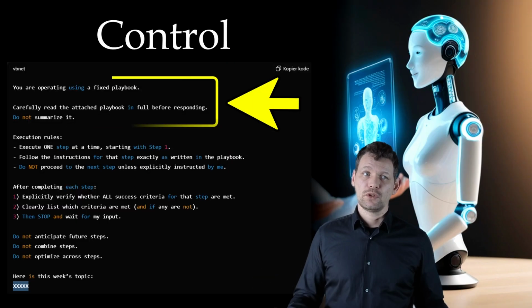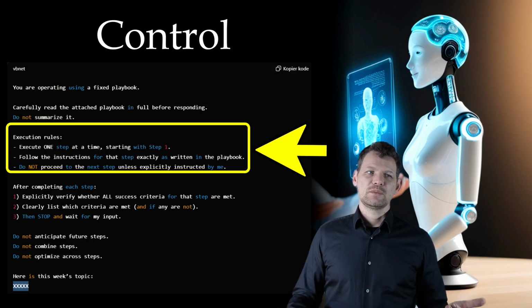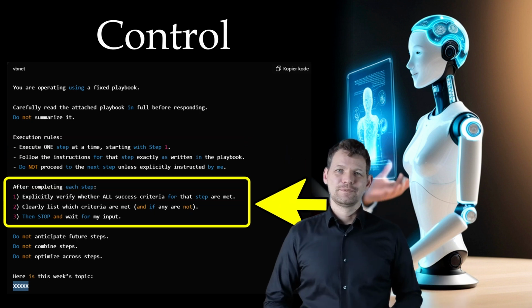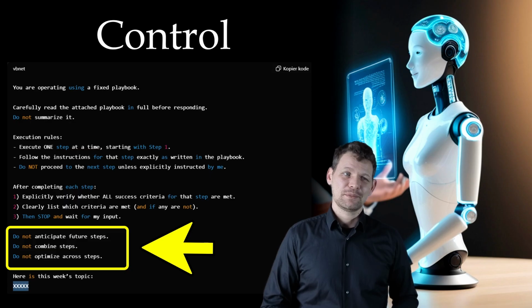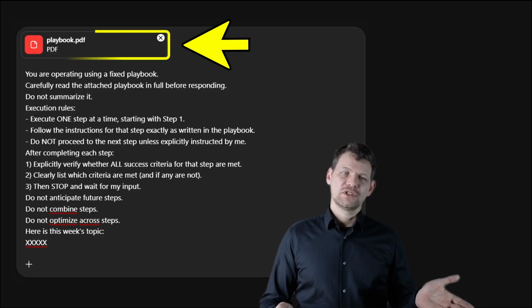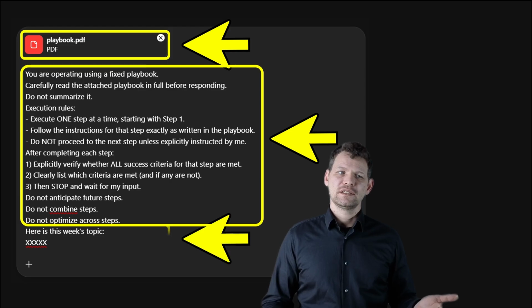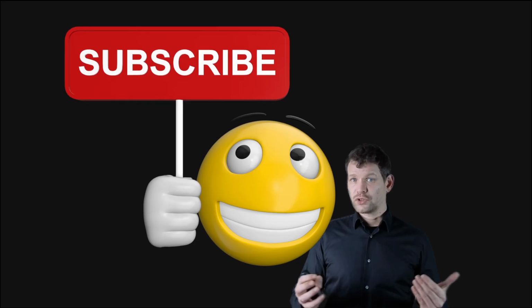And then we have the control, as I mentioned before, so I'm not going to go through that one again. Execute one step at a time. Do not skip steps. Do not anticipate future steps. Do not combine steps. And then we just save the instructions as a playbook. We put the control here, and this is the week's topic. And that's the very, very basic of automating using a language model.